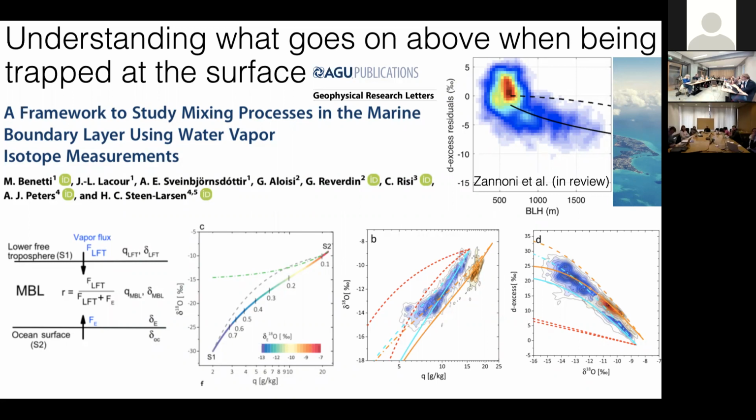between the DXS and relative humidity versus relative humidity, and we see that the residual actually has a link to the boundary layer height.